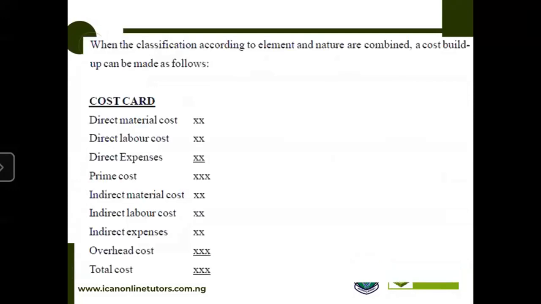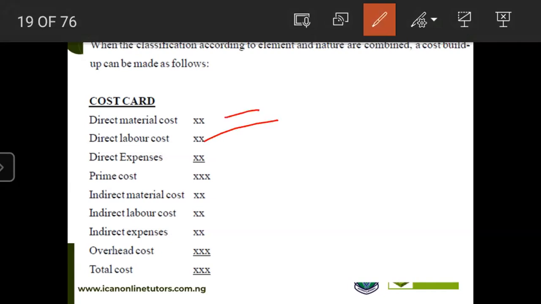So when we combine the classification according to element and nature together, we are going to have what you call a cost card. And the cost card will look like this: direct material, direct labor, direct expenses. It will give us what we call prime cost. Prime cost is the cost of producing a unit which is directly attributable to the production process. Costs that we can recognize with a product are called prime cost. And prime cost includes direct material, direct labor, and direct expenses, or direct overhead expenses.